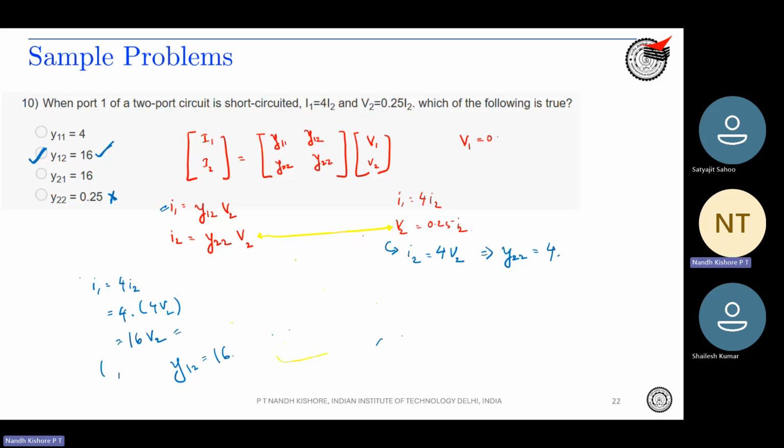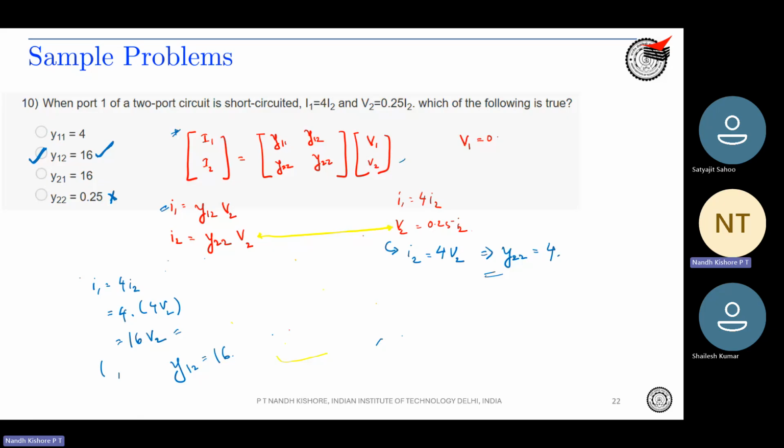From the given data, you cannot conclude about Y11 and Y21 because port 1 is short circuited, so you don't know anything about it. So no need to comment on that. Y12 is 16 is correct and Y22 is equal to 0.25 is incorrect. Just rearranging the terms, you know the definition for Y parameters, you get the answer.